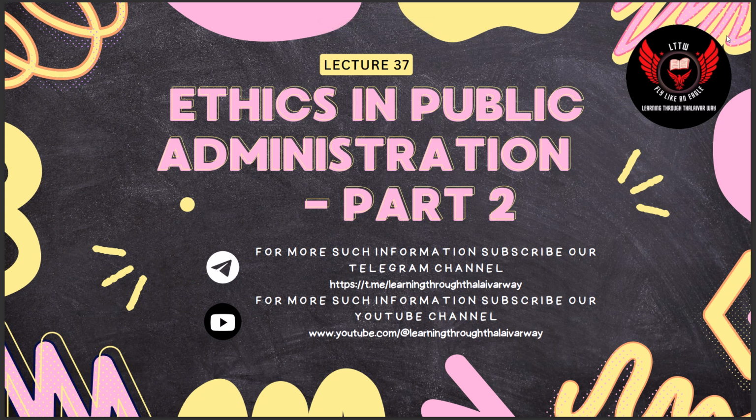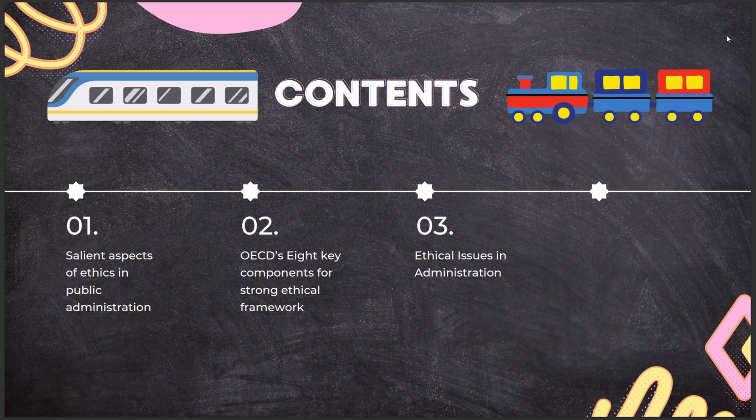We have been dealing with ethics in public administration in the earlier lecture. To continue on with that, we'll be looking at the salient aspects of ethics in public administration, listing out OECD's 8 key components for a strong ethical framework, and finally looking into ethical issues in administration. So let's begin with salient aspects.